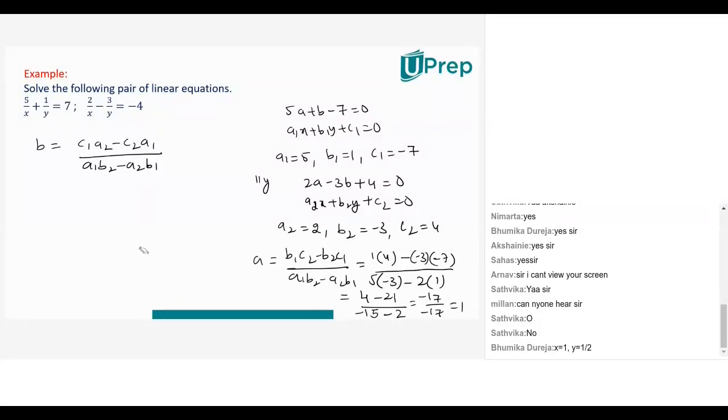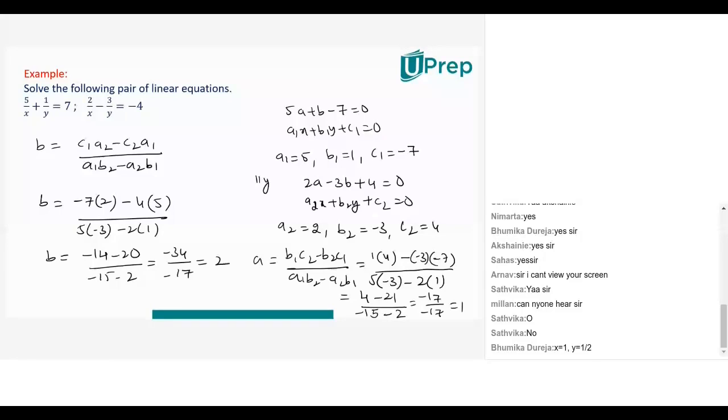Let's check. Your b is nothing but c1 a2. What is c1? Minus 7. a2 is 2, minus c2. What is c2? 4. a1 is 5, by a1 b2 minus a2 b1. That is 5 into minus 3 minus 2 into 1. The denominator will be the same. So this is minus 14 minus 20 by minus 15 minus 2. So the numerator is minus 34, the denominator is minus 17, and if you divide, you get 2.